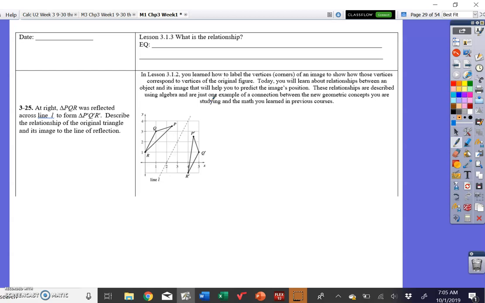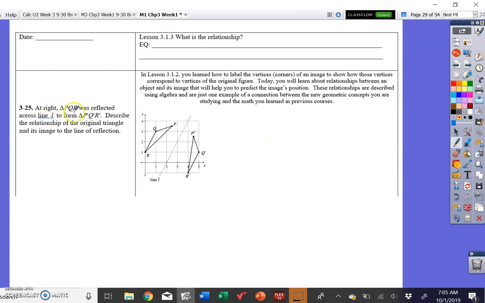Now, our question today will be, how do we figure out what's going on and what happens when these things are happening? So we're going to figure out how to label stuff. That's what we just did. And then we're going to learn about the relationships to predict where it's going to land.